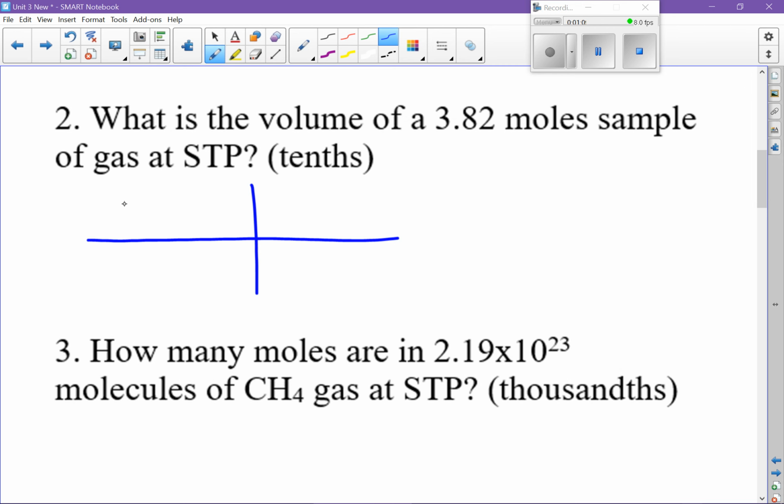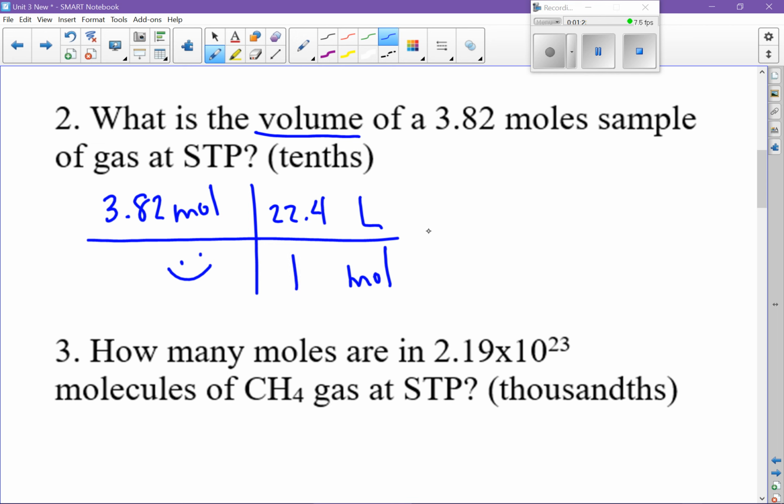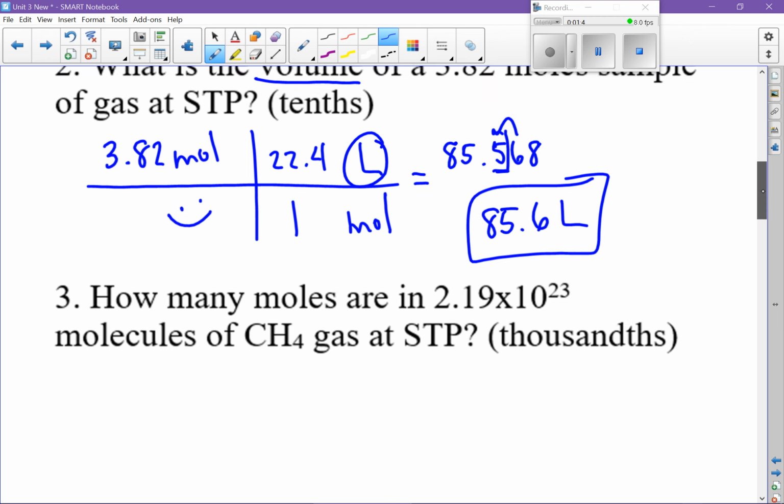Alright, if I draw my fence here, I have 3.82 moles. Nothing here. Moles up, moles down. Don't write any more numbers. I am looking for volume. Volume means liters. Then you can go ahead and fill in the magic number for liters is 22.4. Moles needs a 1. When you put that in your calculator, you get 85.568. The tenths place is here. The 6 makes us round up, so we get 85.6. I was looking for liters, so that's what goes on my answer.